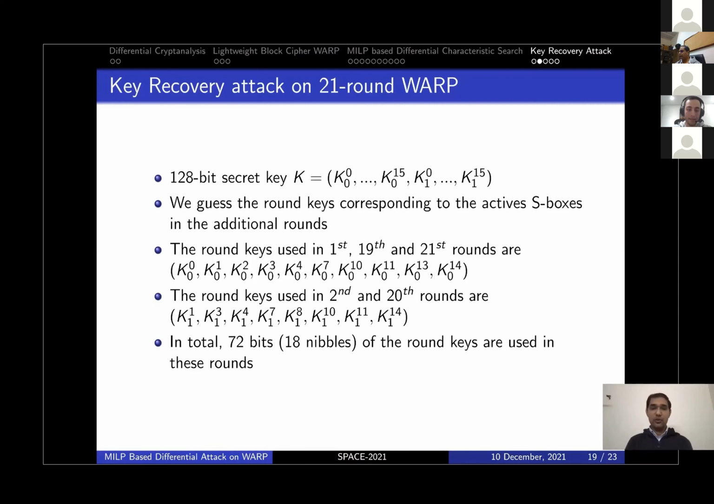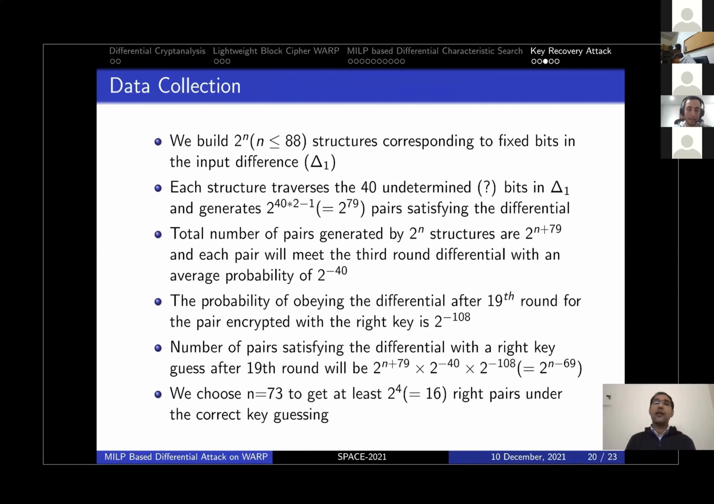The round keys used in the first, 19th and 21st rounds are from K0 and the nibbles are 0 to 4, 7, 10, 11, 13 and 14. Similarly, the round keys used in the second and 20th rounds are from K1 and the nibbles are 1, 3, 4, 7, 8, 10, 11 and 14. In total, 72 bits, which are 18 nibbles of the round keys, are used in these rounds and need to be guessed. To mount the key recovery attack, first we need to collect the data.